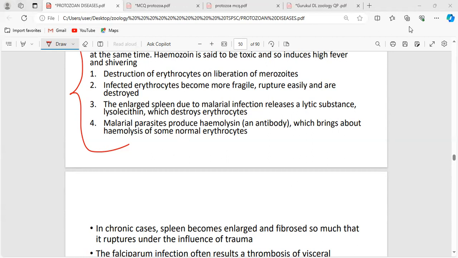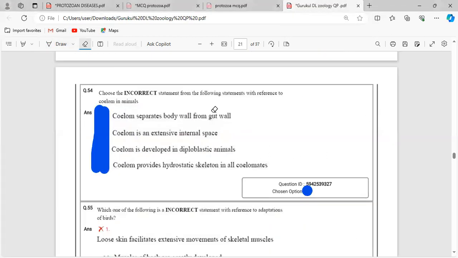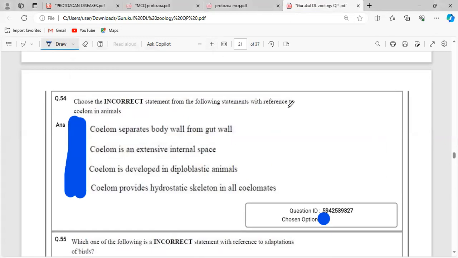Shall we move on to the questions? In your last DL exam, you got some questions. Answer this one: choose the incorrect statement from the following with respect to the coelom in animals. They are asking about the coelom, what it is, and which statements are incorrect. Only one statement is incorrect here.